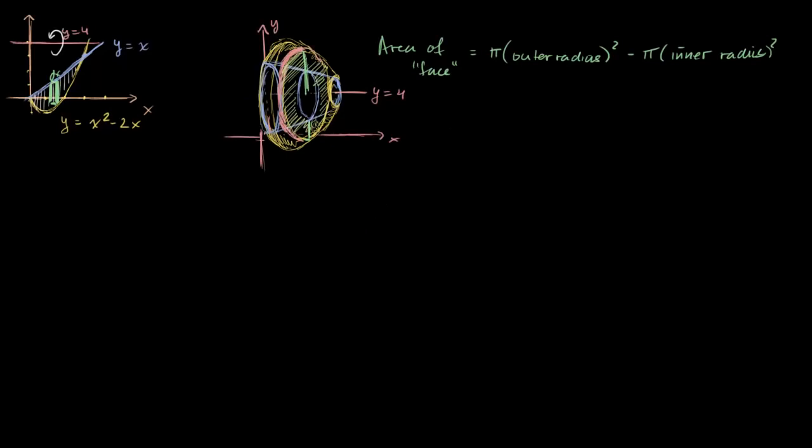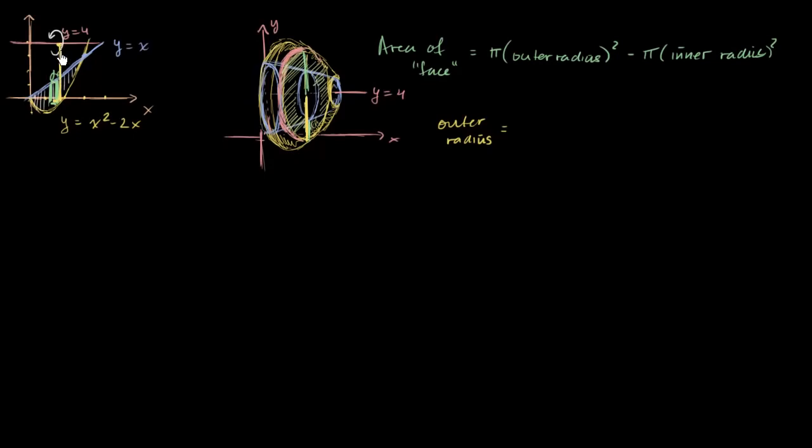So let's think about it. Our outer radius is going to be equal to what? Well, we can visualize it over here. This is our outer radius, which is also going to be equal to that right over there. So that's the distance between y equals 4 and the function that is defining our outside.